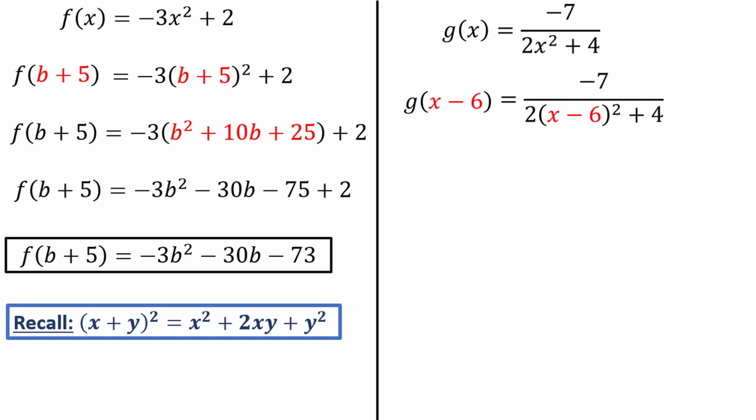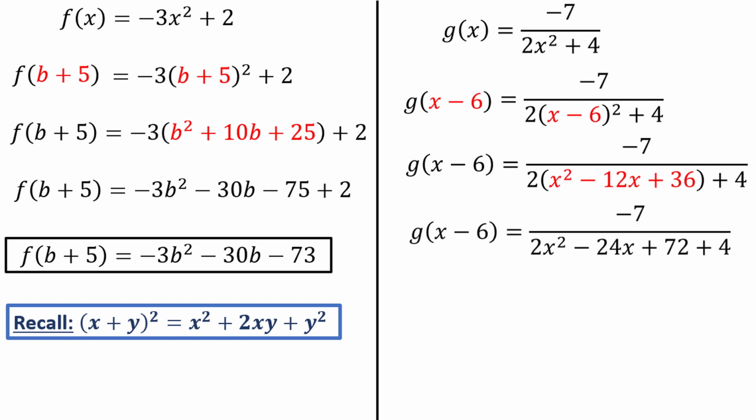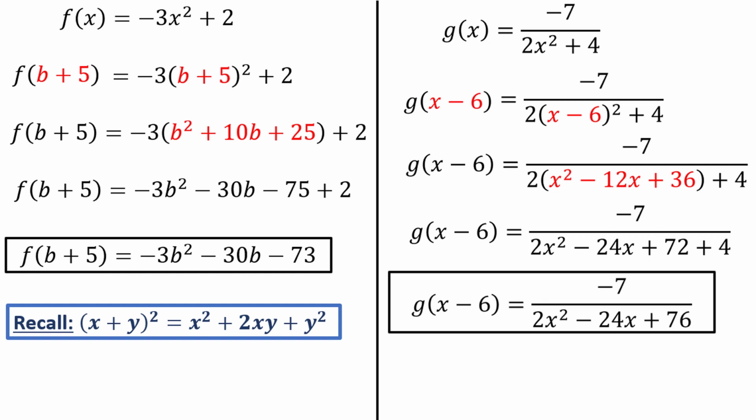FOILing out (x minus 6) squared using the same formula as before, we have x squared minus 6x twice, which is minus 12x, plus negative 6 squared, which is 36. Distributing the 2, we have negative 7 divided by (2x squared minus 24x plus 72 plus 4). Combining the constants of 72 and 4, we have negative 7 divided by (2x squared minus 24x plus 76), which is our final answer.